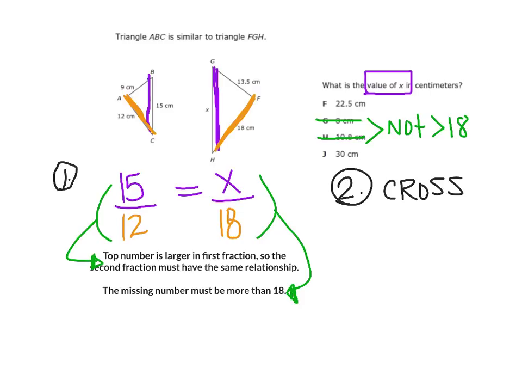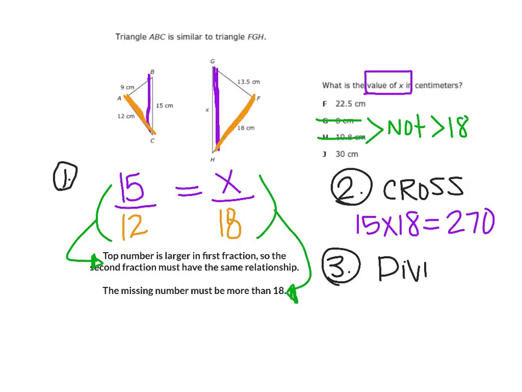And when I cross multiply, the two numbers I'm going to do are 15 times 18. I'm running out of space, so I'm just going to tell you without working that out, that is 270. Then the third step would be divide. And the number I haven't used yet is 12. So 270. Oh gosh, I wrote that backwards.